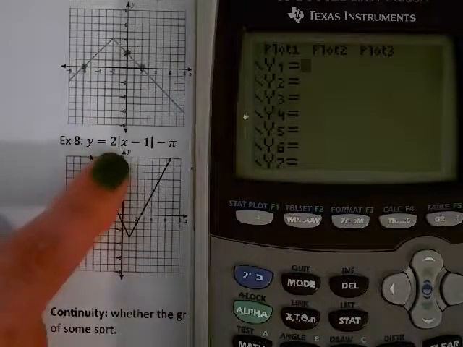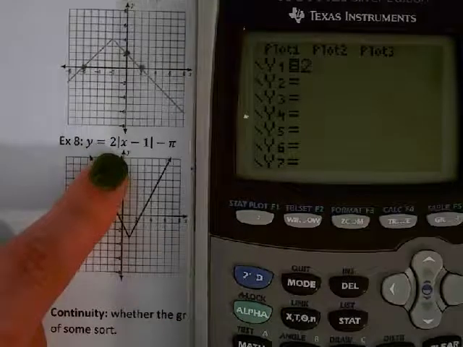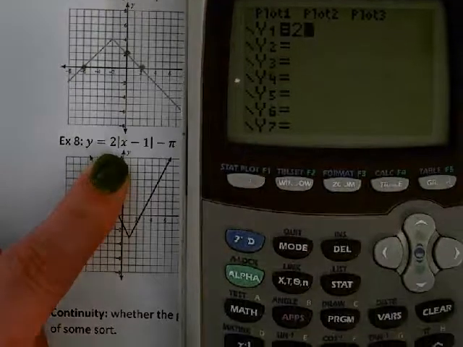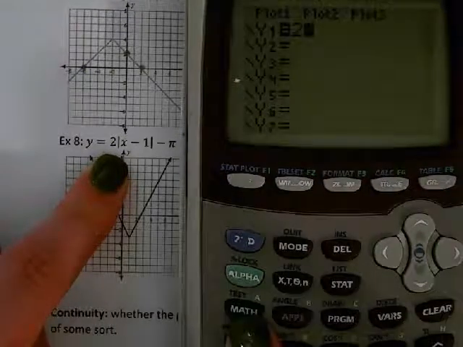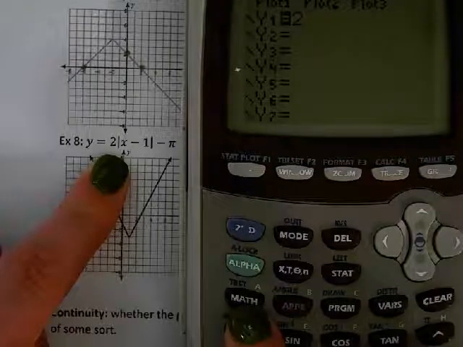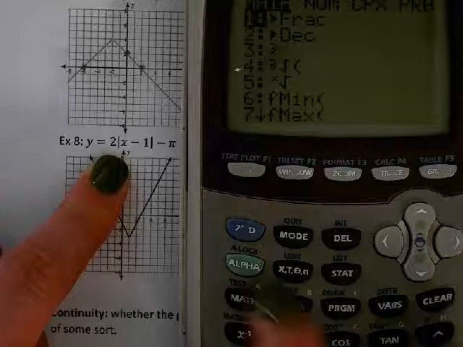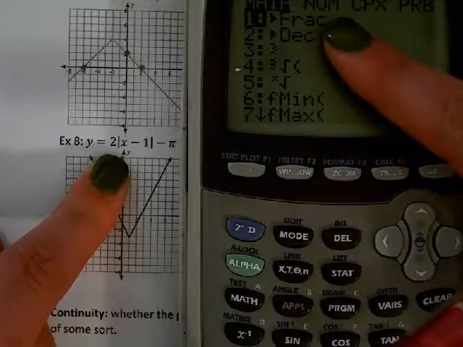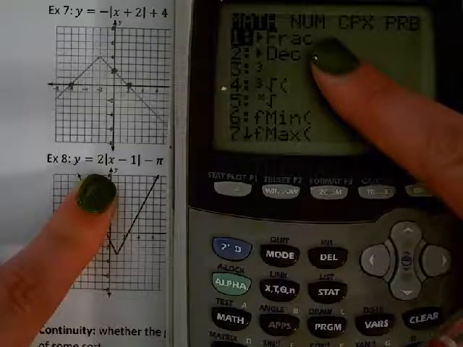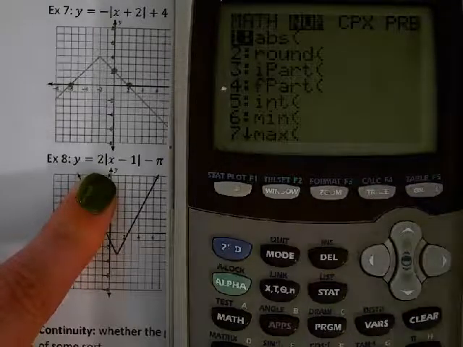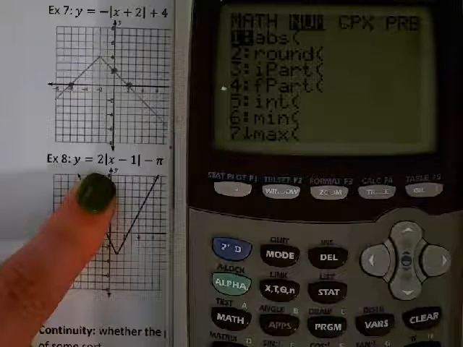So y equals 2. And now we need the absolute value sign. To get the absolute value sign, you need to hit the math button. There's your math button right there. So we hit the y equals button, now we're hitting the math button. We go over to the second column where it says number, and it is the first one, ABS, absolute value.